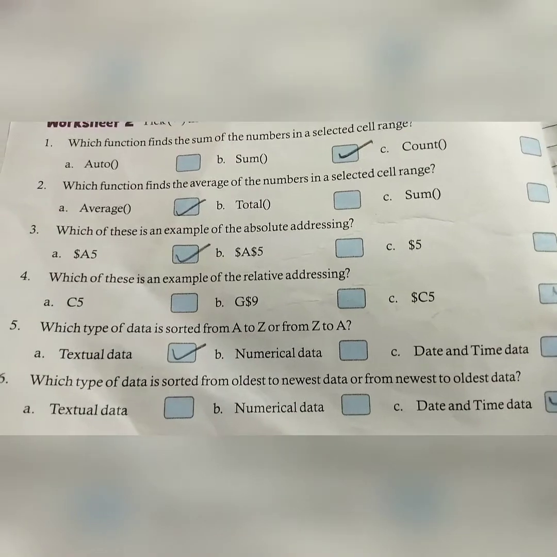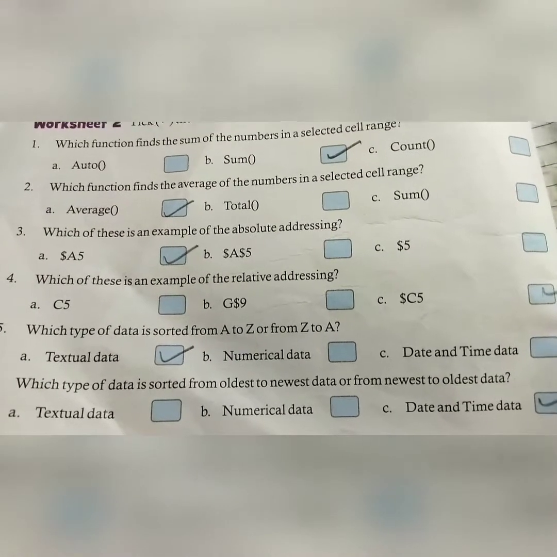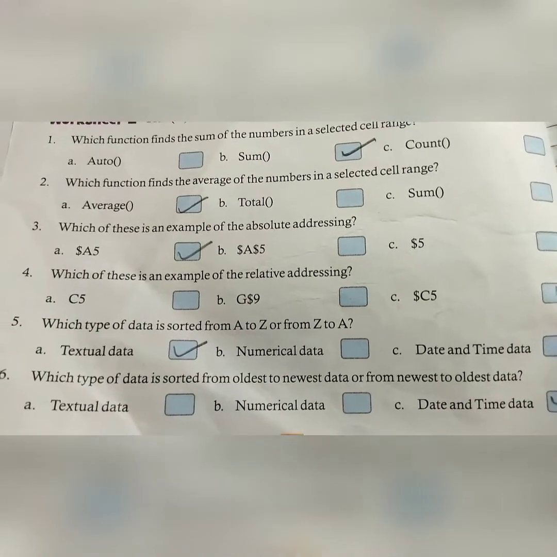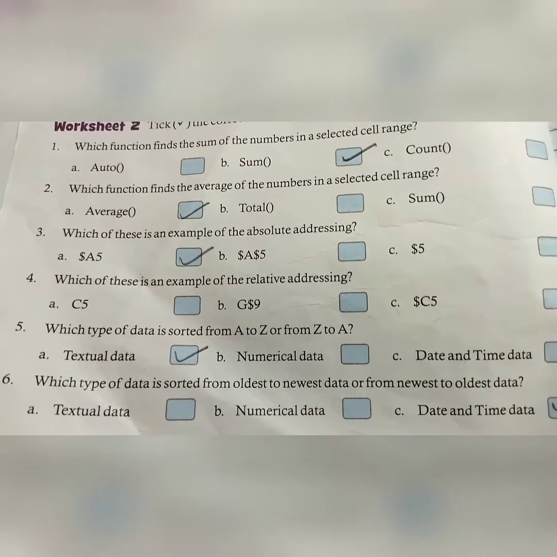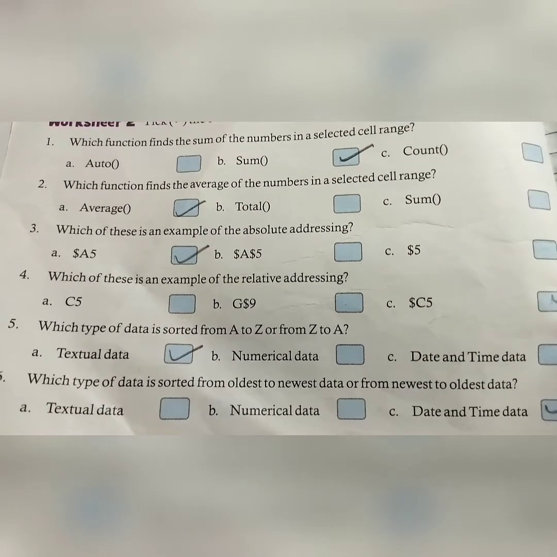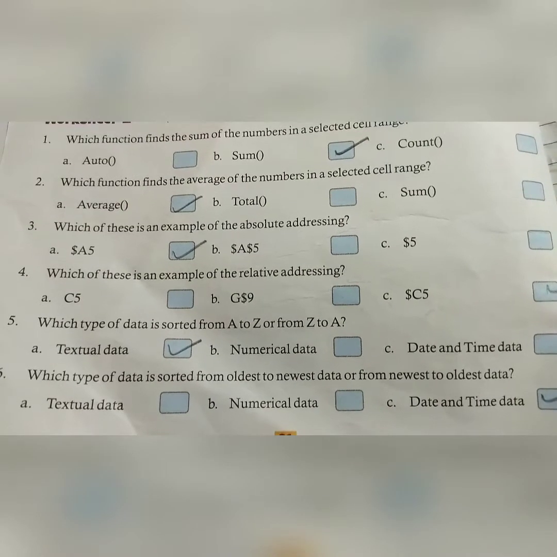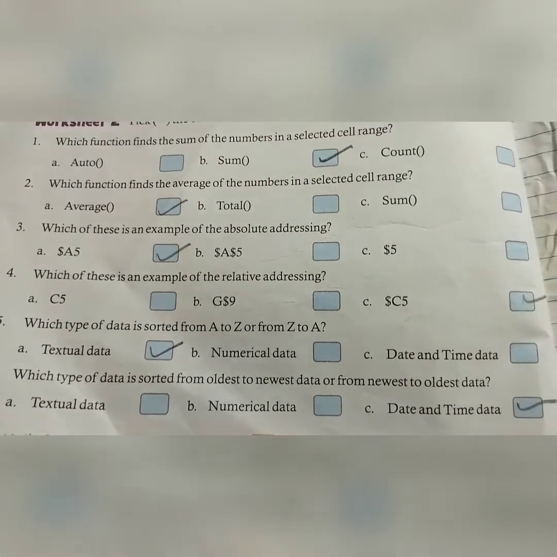Fifth, which type of data is sorted from A to Z or from Z to A? It's textual data. Okay. Sixth and last, which type of data is sorted from oldest to newest or from newest to oldest? Textual, numerical, date and time data are all given. So date and time data is correct.